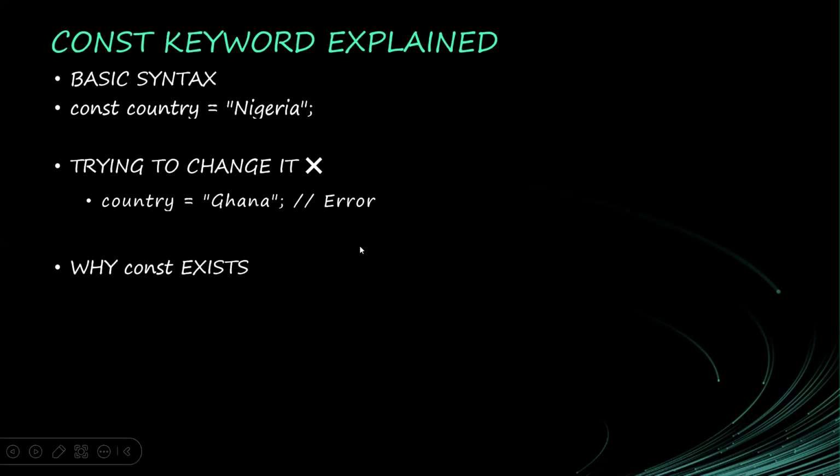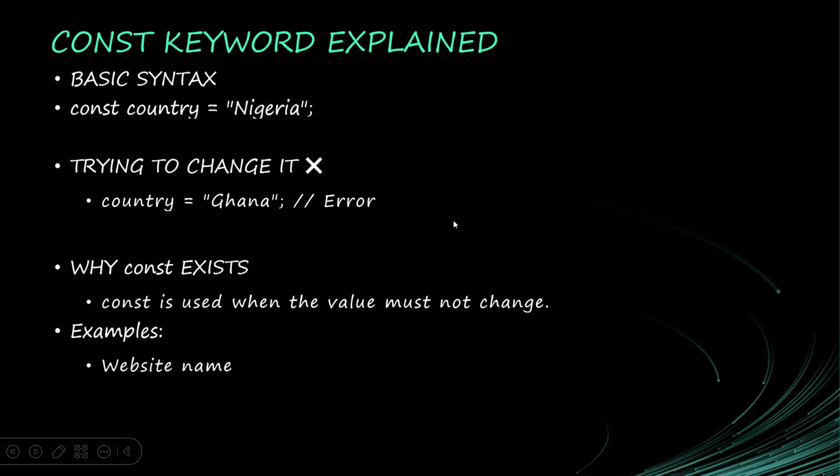So why does const exist? Const is used when the value must not change. For example, the name of your country can never change, your website name can never change, the API URL can never change, the app version of your application can never change. Pi in mathematics can never change. Pi has a constant value. So you can use the const keyword for values that do not change.